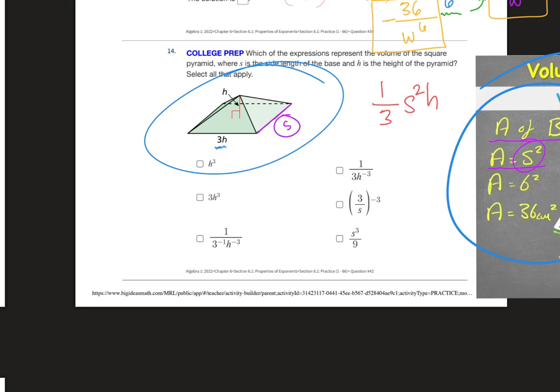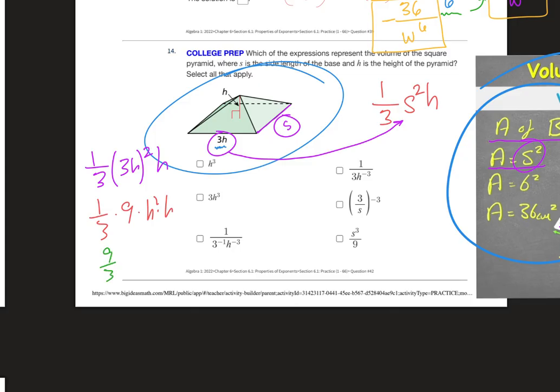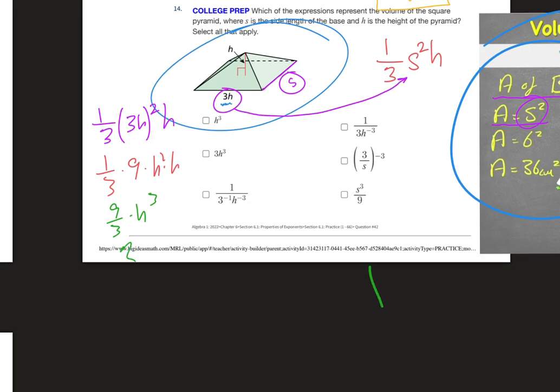Let's say that this S and 3H are the same thing. So what if we plugged this in here? We'd get 1/3 times 3H squared H. Well, that would be 1/3 times 9 times H squared times H. So that would be 9/3 times H cubed, which if we simplify that, we get 3H cubed. And yeah, we do have one of those. So, okay. Is there another way we can say that?